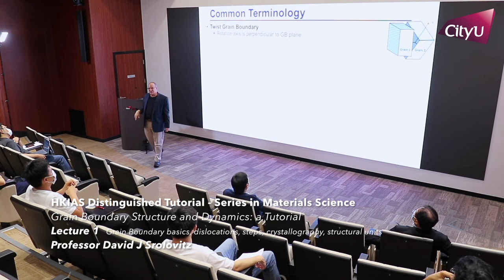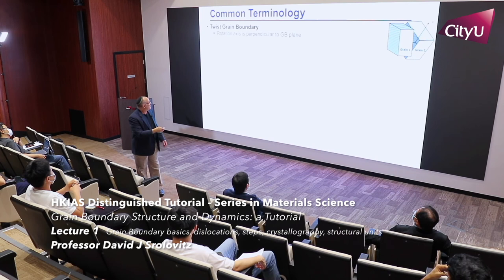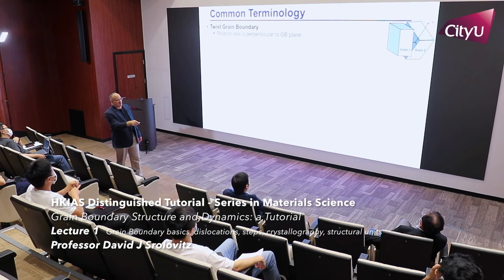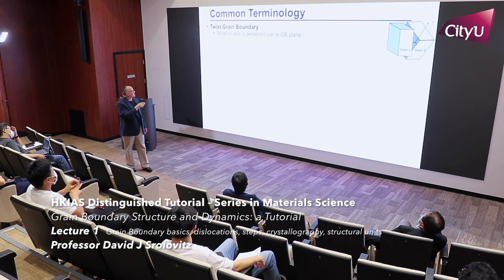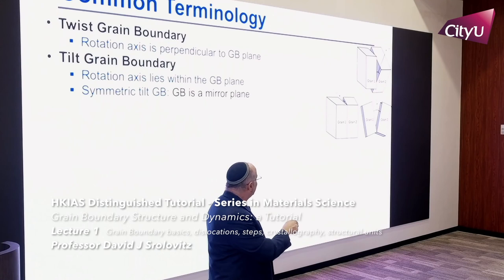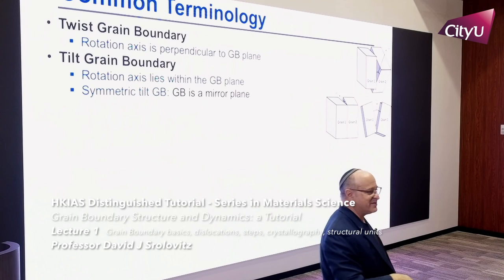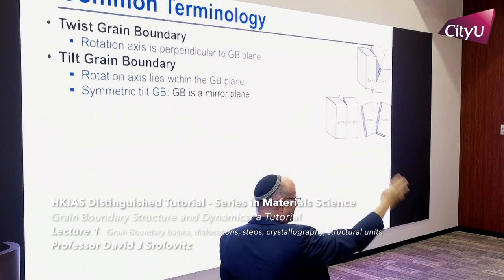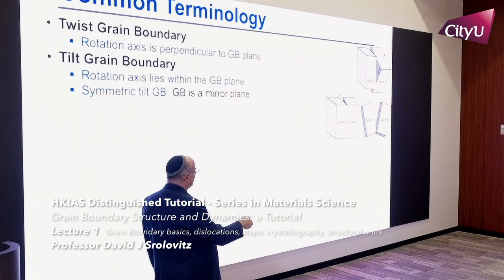Part of what I'm doing is setting up the language for you. If you pick a rotation axis which is perpendicular to the grain boundary plane and rotate about that, then you have a pure twist grain boundary. So the twist grain boundary is characterized by a rotation axis perpendicular to the plane of the grain boundary. A tilt grain boundary just means that the rotation axis lies in the plane of the grain boundary. And since it's a plane, there are 2 degrees of freedom. I can do this way or that way, any way there. And if there's mirror symmetry across the grain boundary, then we call that a symmetric tilt boundary.